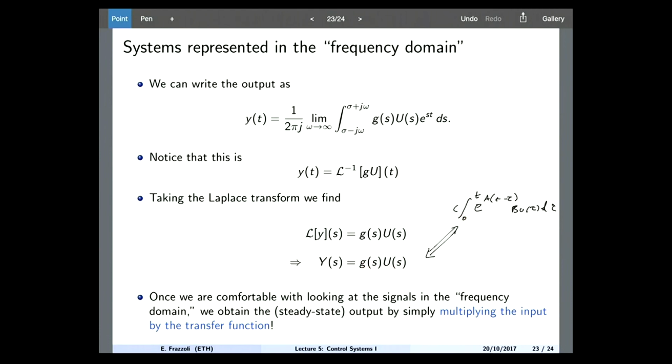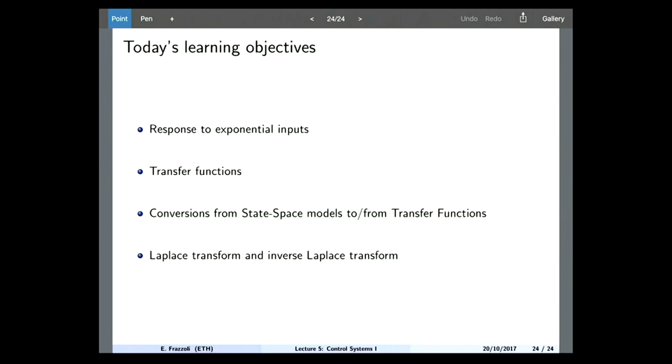This is why the transfer function is really that useful, because it allows you to compute in a very easy, and believe me, at some point understandable way, the effect of certain kinds of inputs. Inputs are exponential, outputs are just the same exponential multiplied by this complex number that is g of s.